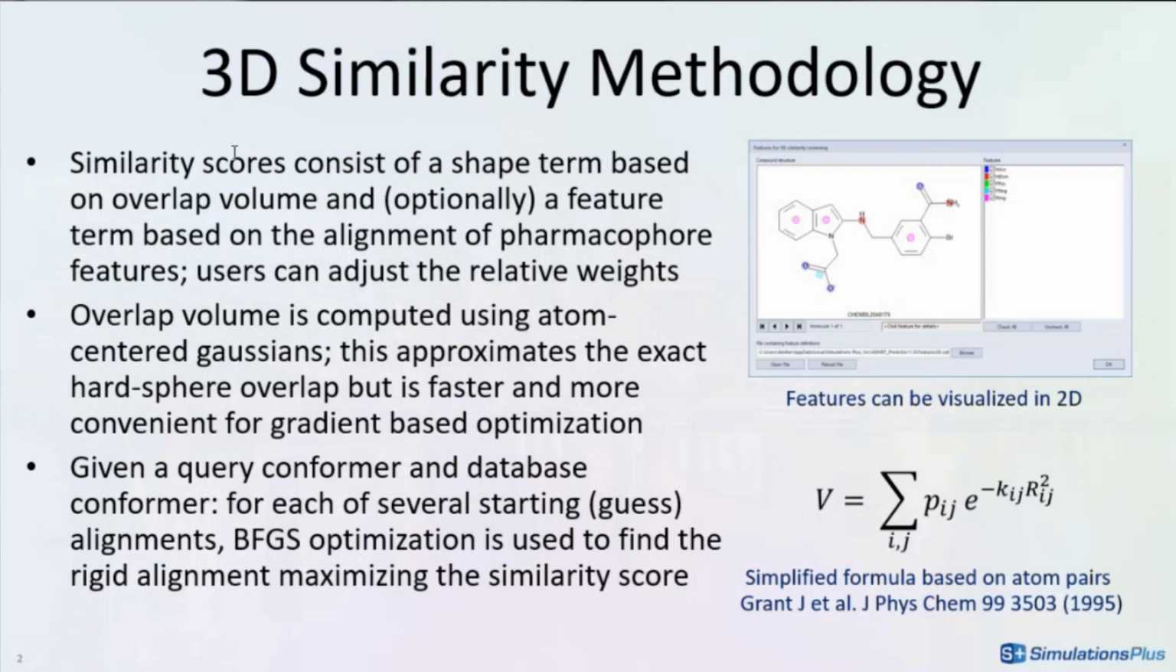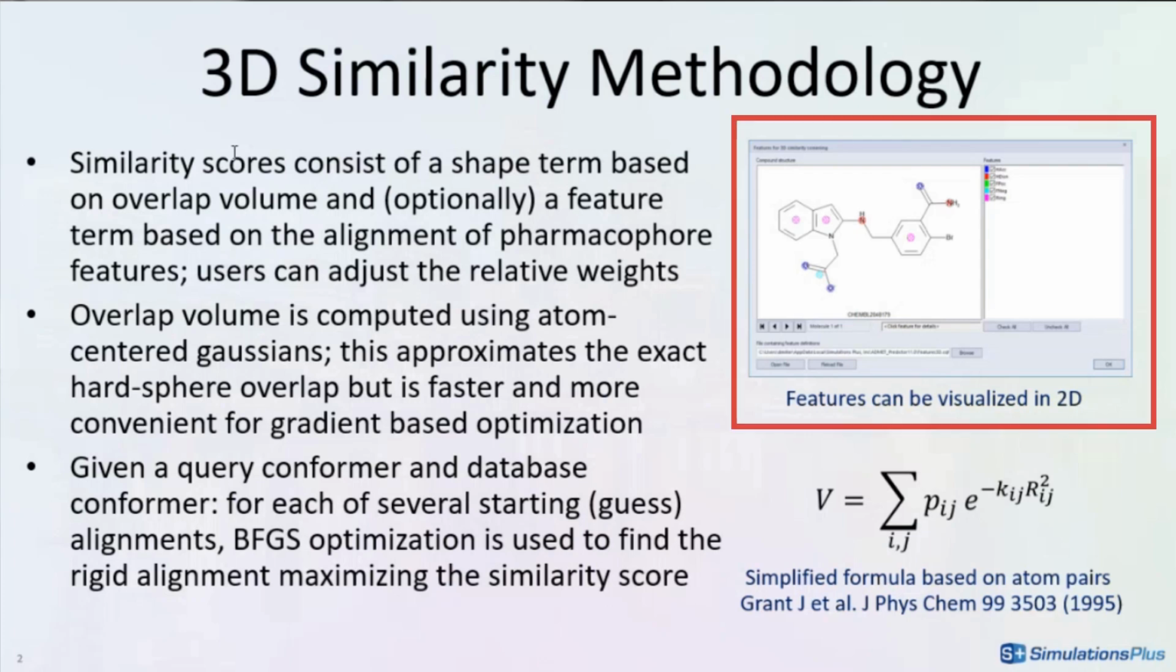The overlap volume is computed using atom-centered Gaussians. This approximates the exact hard sphere overlap, but is faster and more convenient for optimization. So given a query conformer and a database conformer, for each of several starting alignments, BFGS optimization is used to find the rigid alignment that maximizes the similarity score.